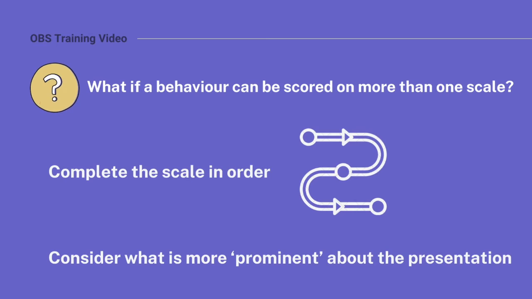What if a behavior can be scored on more than one scale? Remember, complete the scale in order. This helps to avoid double dipping, that is, rating a behavior more than once and placing them under more than one scale. Consider what is more prominent about the behavior. Refer back to the previous examples in this video.